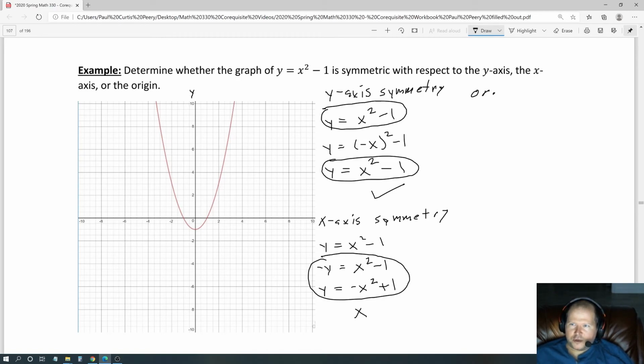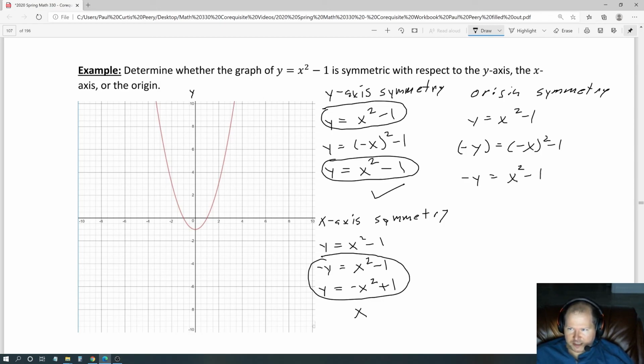So let's try origin symmetry. Origin symmetry. Okay, so what I'm going to do is I have the original equation, which is y is equal to x squared minus 1. And what I'm going to do is I'm going to plug in a negative. I'll put parentheses where I'm plugging it in. I'm a little inconsistent with that. Okay, so what that gives me is negative y is equal to negative x times negative x is positive x squared, right? So x squared minus 1. And as you can see, we did not get back the original.